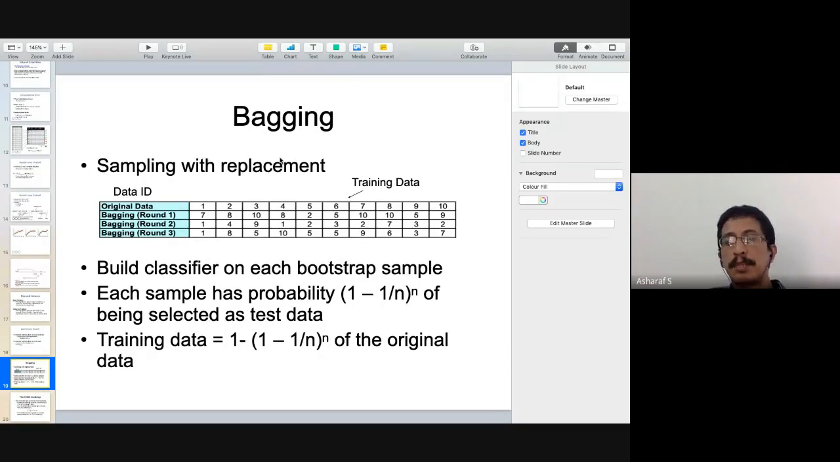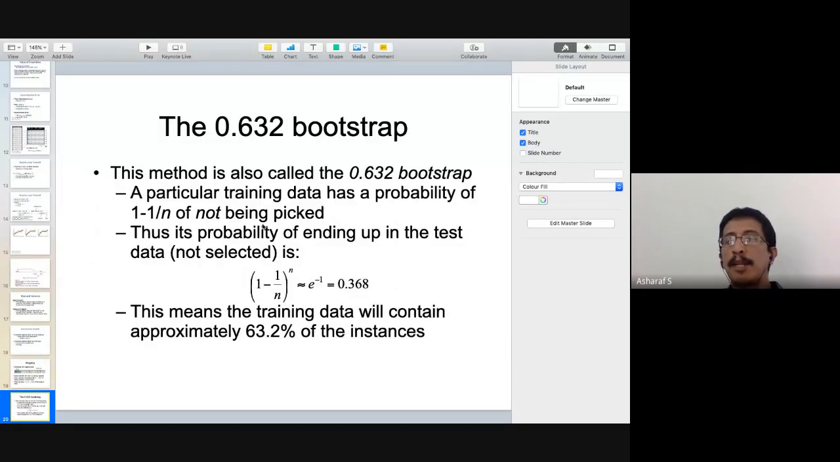So sampling with replacement for creating a data set of the same size. That's what bagging is all about, and then you combine. A particular training data point has a probability of 1 minus 1 by n of not being picked up. So when you are creating the training data D1, 1 by n is the chance of getting picked up, and 1 minus 1 by n is of not being picked up. That's the probability of ending up in the test data. Not picked up means it is not part of the training data, it is not selected, so it ends up in the test data. That has to happen n times. You do it n times.